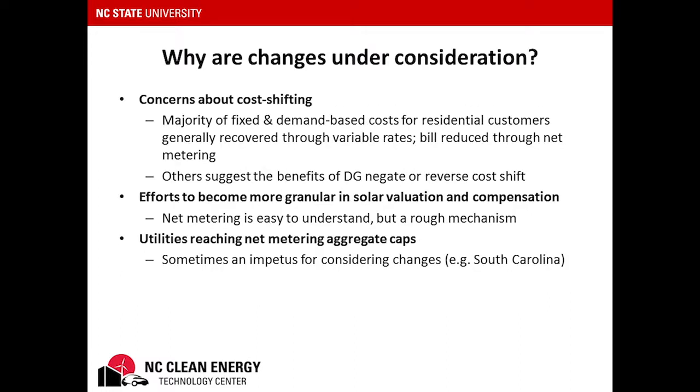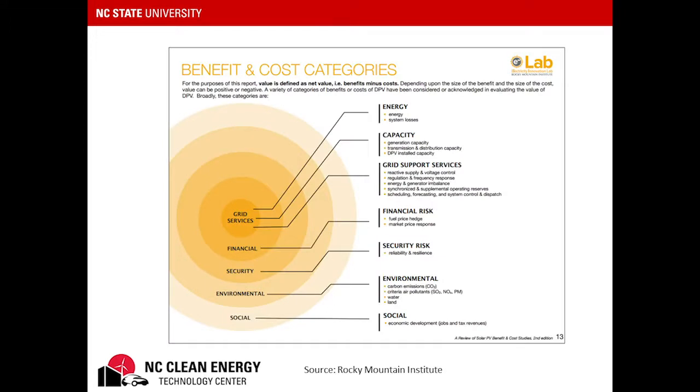Why are these changes under consideration? Well, we talked about it. The cost shifting is something that everybody worries about as the scale gets larger, but when it's a really small number of systems, this is negligible. And so the question is, when does it become a big enough problem to worry about? And I think that's where a lot of the debate comes from. There are other reasons that you run into, and a lot of this discussion about where we go really centers around what's in and what's out of the calculation of the successor tariff.